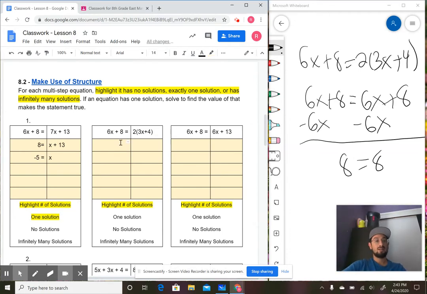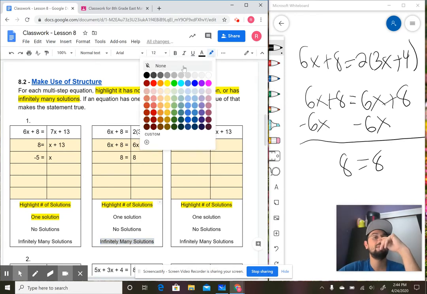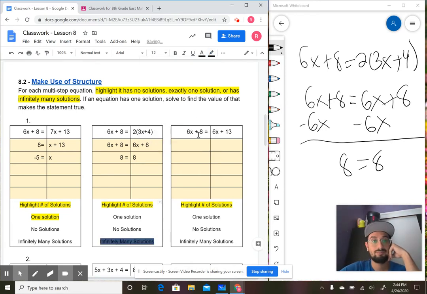So you're going to get 6x plus 8 is equal to 6x plus 8. Subtract 6x on both sides, and you get 8 equals 8. So therefore, it's the same thing on both sides. So they are the same line, so they cross infinitely many times. Okay.